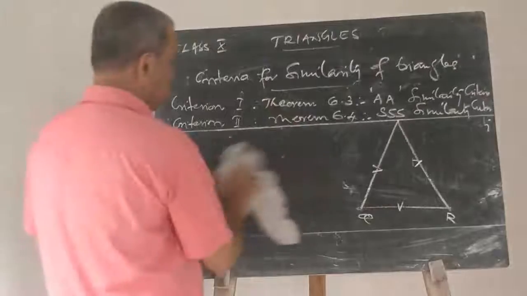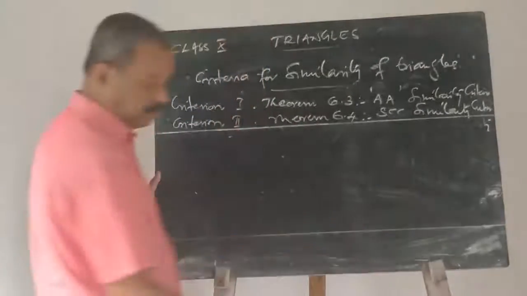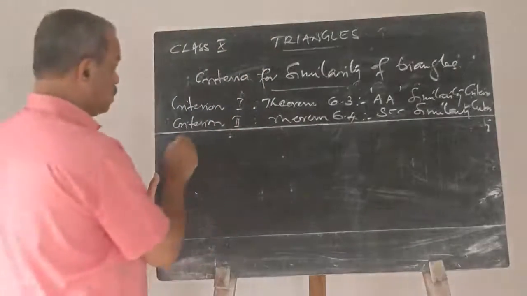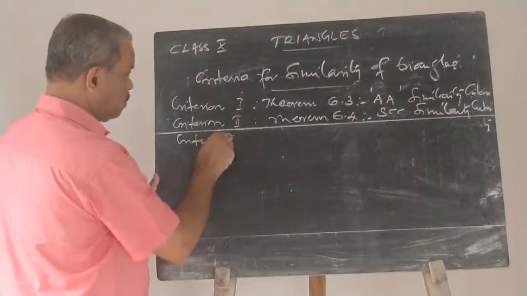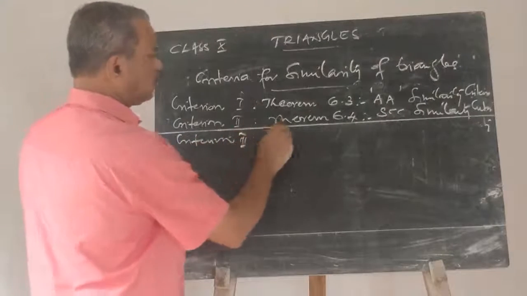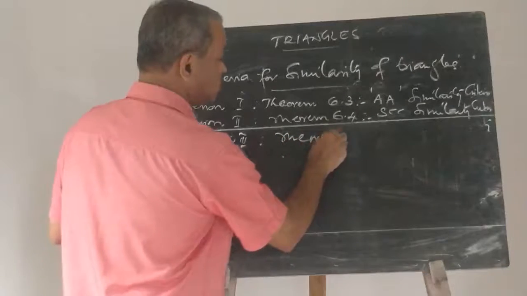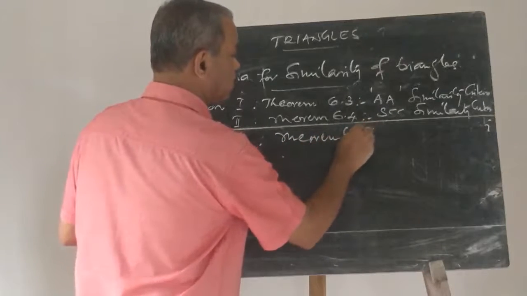Now let us consider the third criterion for the similarity. Criterion 3. Theorem 6.5.